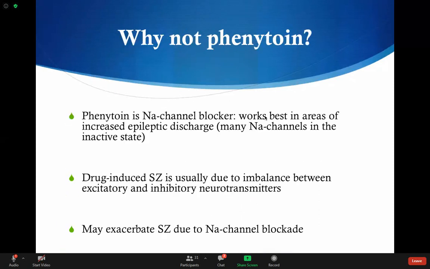So why not phenytoin? Because it's a sodium channel blocker and you need an epileptic focus for phenytoin to work, okay? You need the sodium channels to be in a certain state. Drug-induced seizure is due to an imbalance between excitatory and inhibitory neurotransmitters. So because there is increased excitation, we treat it by giving inhibitory neurotransmitters, which is GABA, through benzodiazepines or propofol or whatever, okay? So phenytoin may cause worsening of the seizure due to sodium channel blockade, but most of the time it's not going to work. That's why we don't like it for toxicology.